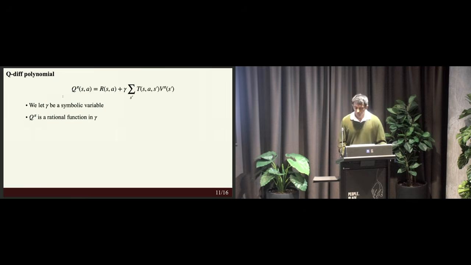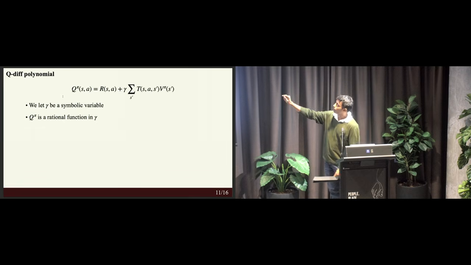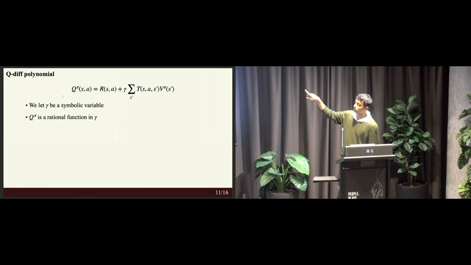Okay, so recall the equation for Q values, which was given in this way. Now, if we take gamma, the discount factor, as a symbolic variable, then this function becomes a rational function. That is a ratio of polynomials, because it consists of a geometric sum, so it becomes a ratio of polynomials.